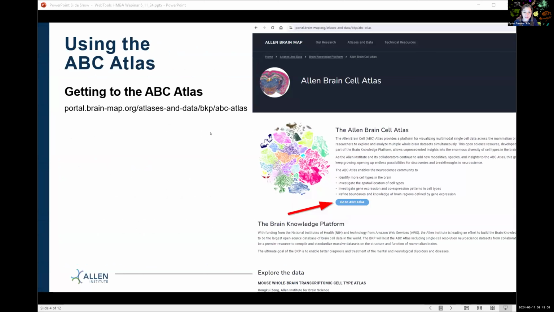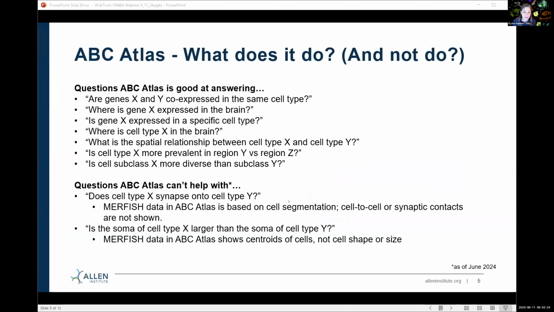How do you get there? You can search for ABC Atlas. It should get you there. But this is a specific link to give you an overview of all the data that's available. And just click on that first blue link to get to the ABC Atlas.